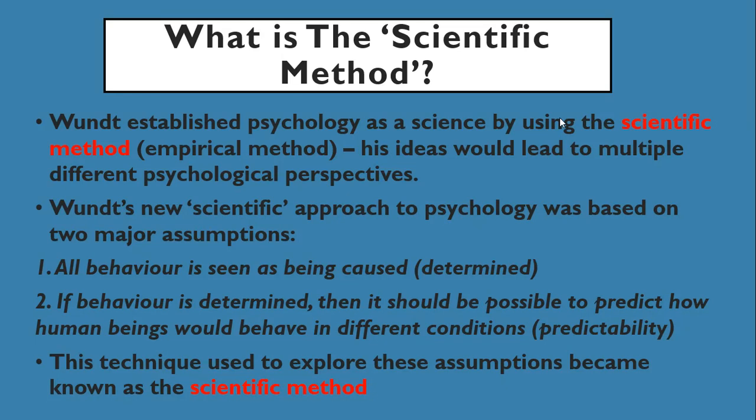So Wundt is looking at the start of psychology. He's looking at psychology from a structuralist point of view, so breaking things down into their individual elements. He's using introspection as a way to investigate the mind and to gain insight into what people are thinking and what's happening to them. And he wants to establish psychology as a science, something based on fact.